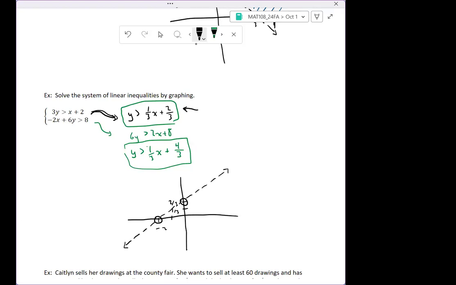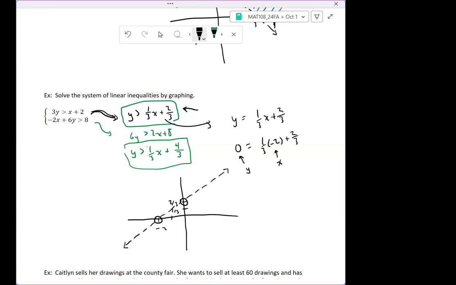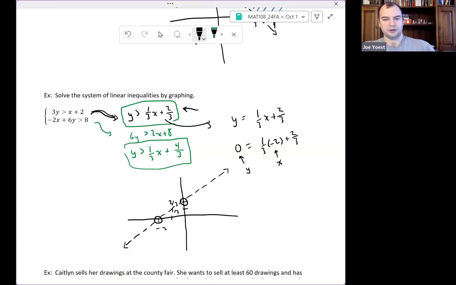Sorry, how do you get -2 and 0? So if we have y equals 1/3 x plus 2/3, if I plug in x equals -2, we get -2/3 plus 2/3 is 0. So when x is -2, y is 0. Okay. So this is our black inequality. Again, we use open circles and a dashed line because it's a strict inequality.